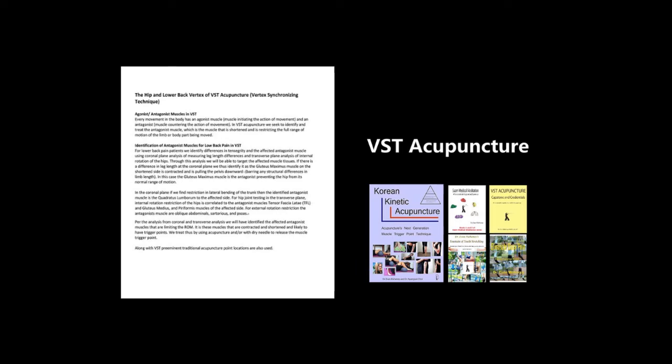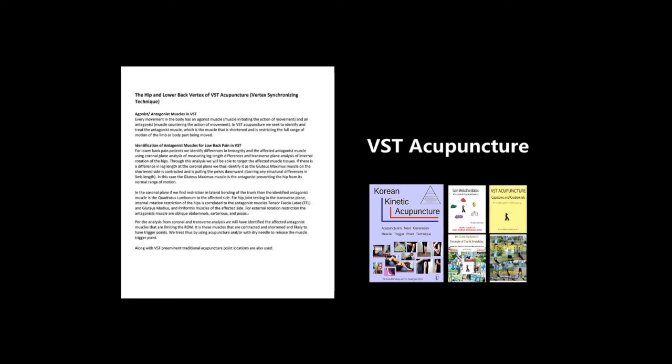If there is a difference in leg length at the coronal plane, we thus identify the gluteus maximus muscle on the shortened side as contracted and pulling the pelvis downward, barring any structural differences in limb length. In this case, the gluteus muscle is the antagonist, preventing the hip from its normal range of motion. In the coronal plane, we find restriction in the lateral bending of the trunk. Then the identified antagonist muscle is quadratus lumborum on the affected side.